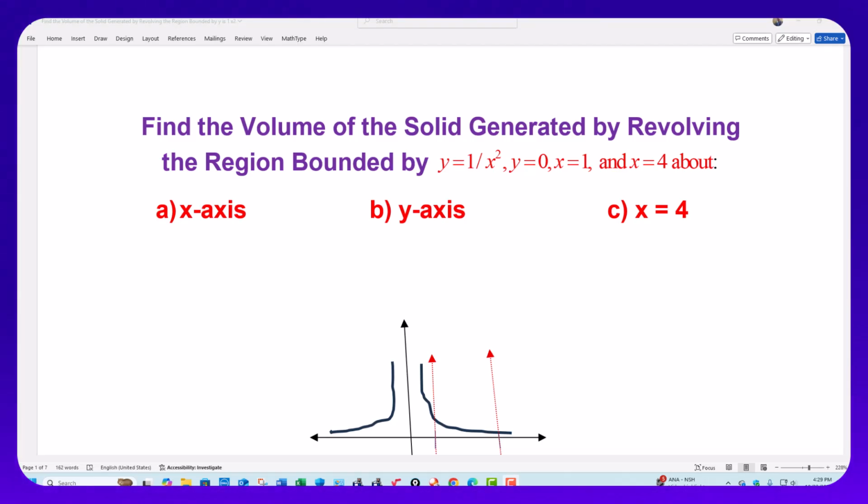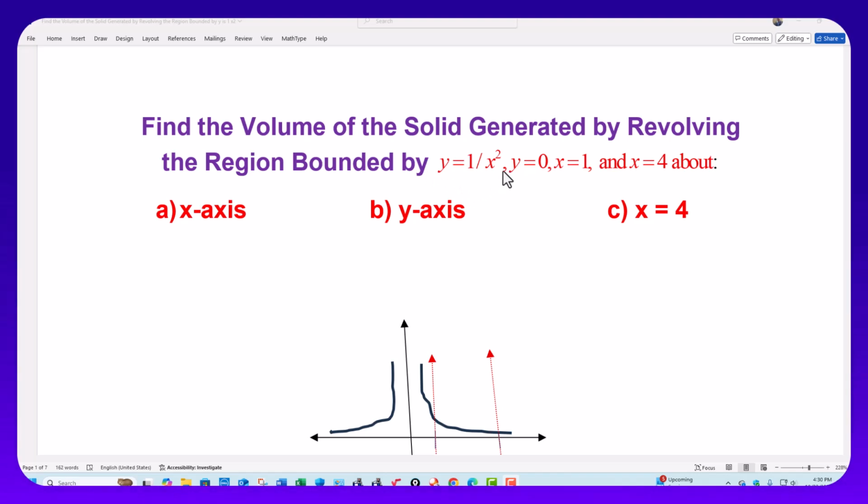In this video, we want to find the volume of the solid generated by revolving the region bounded by y equals 1 over x squared, the line y equals 0, the line x equals 1, and the line x equals 4. For part A, we want to find the volume when this region is revolved around the x-axis, then the y-axis, and then the line x equals 4.